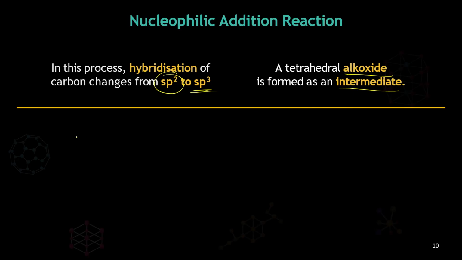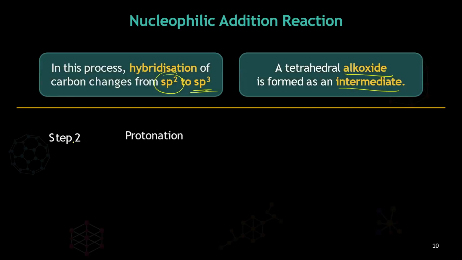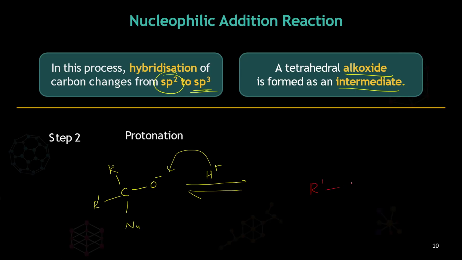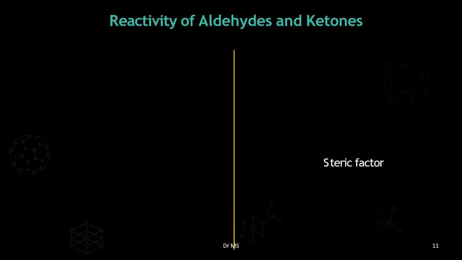And step number 2 is protonation. Okay, so what happens here? Whatever alkoxide ion is there, this alkoxide ion will be protonated. That means a proton will come and join here. So that results in the formation of a compound. Okay, so see here.